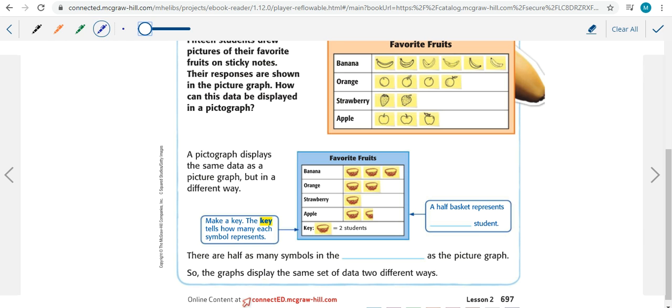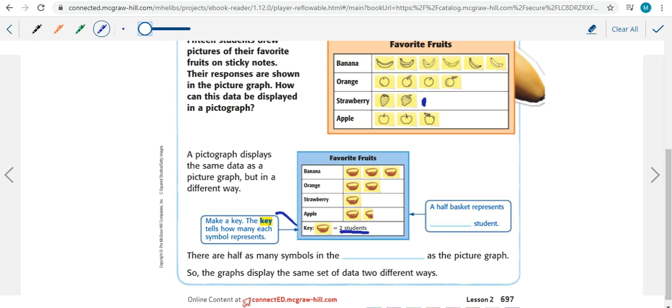As you can see here, there's a key, okay? Now, the key is saying that each picture is going to represent 2 students. So, instead of drawing the 6 bananas, we only draw 3 of them. Why? Because each of these drawings represents 2 students. So 2 plus 2 plus 2 is 6. How about oranges? We only need to draw 2 baskets. And a strawberry, we have 2 boats over here, so we draw only 1 basket.